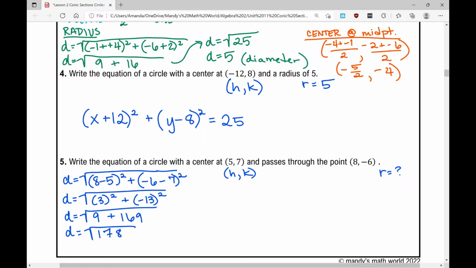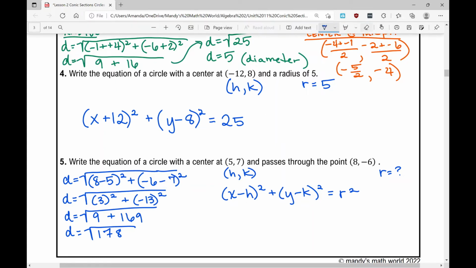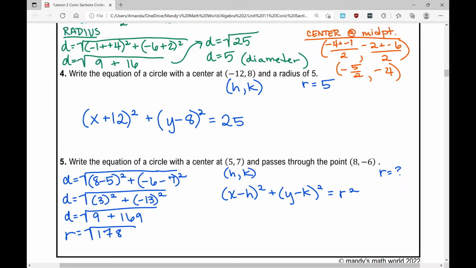Now, here's something that we need to think about. I know that the formula for the equation of a circle is written like this: x minus h squared plus y minus k squared equals r squared. So let me just redo this right here. Instead of d, I'm going to write r, because that's really what we're finding. The distance between these 2 points is my radius.